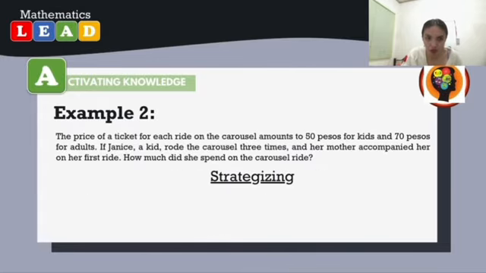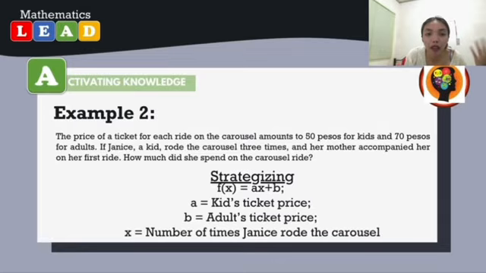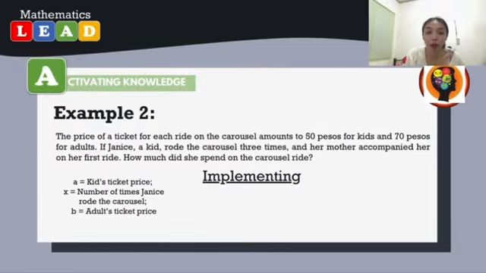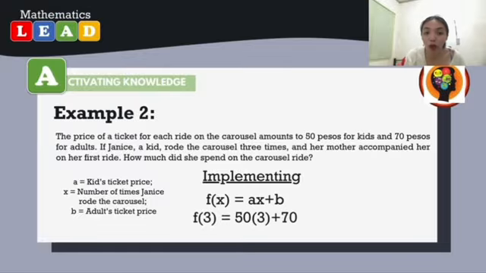Let's strategize and analyze the question. As you can see, we have the kids' ticket price and the adults' ticket price, which means we have 2 constants, and we have the number of times Janice rode the carousel, which refers to the x. Therefore, we're going to form a function which has a, x, and b, and as we look back, it is a linear function wherein f of x equals ax plus b. Okay, let's go to implementation of the plan, where f of x equals ax plus b, wherein our x is 3, the number of times Janice rode a carousel, and a is 50, the ticket price for kids, and b is 70, the ticket price for adults. So f of 3 equals 50 times the quantity of 3 plus 70.